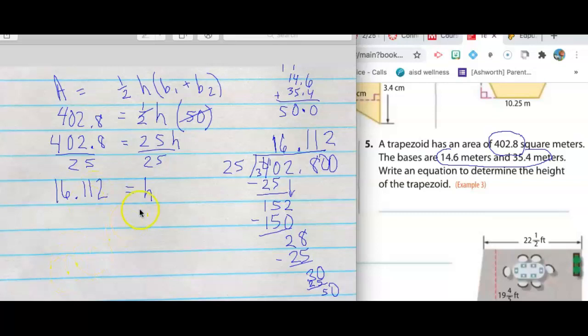Patience, determination, and we are done. So over here, I'm going to write that the height is equal to 16 and 112 thousandths meters. And then I'm going to make sure when I turn this work in that I take a picture of my work that I did on notebook paper and a picture of the page as well.